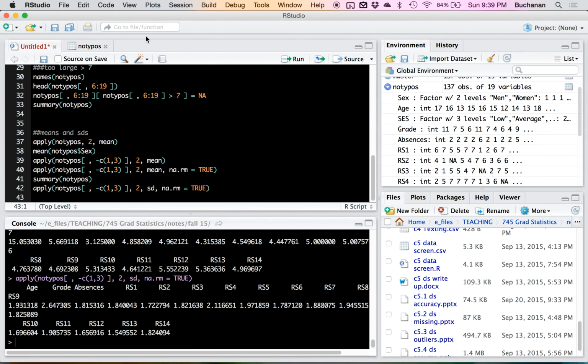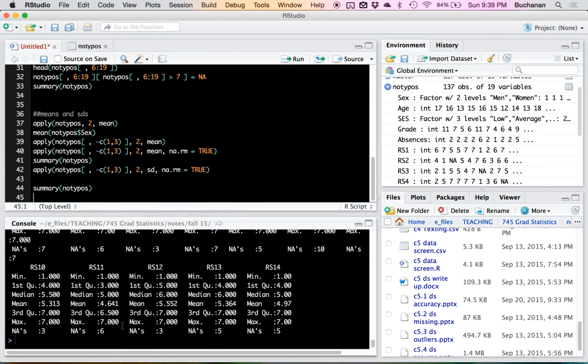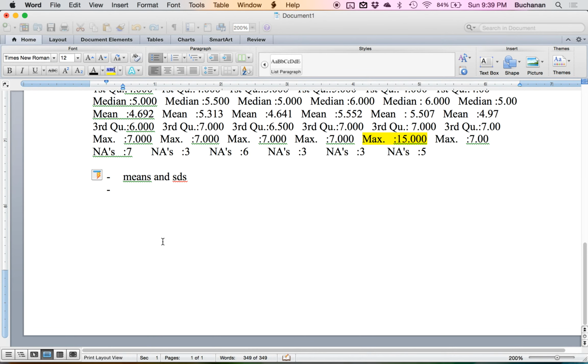If you're just joining me on missing values, you might want to go back and watch the other ones, because I'm working through this in order. So I'm going to do a summary of my no typos. If you just use the summary function, you can see that you have several NAs. Going back to my Word doc here, now we're on missing.